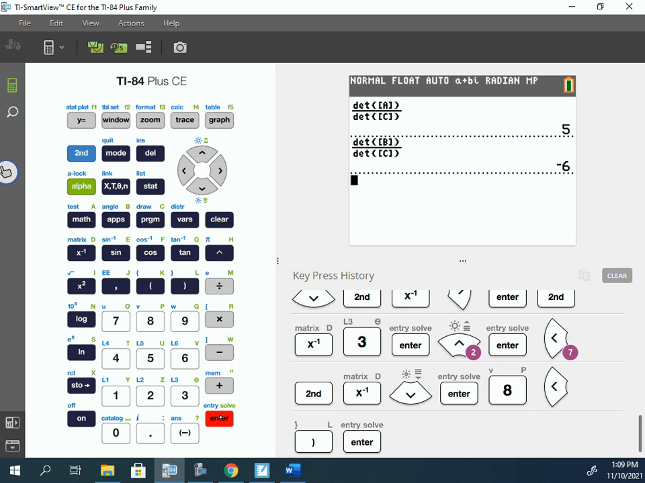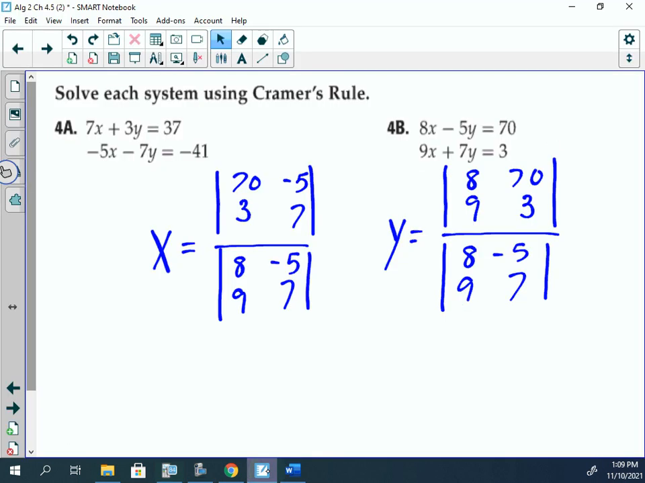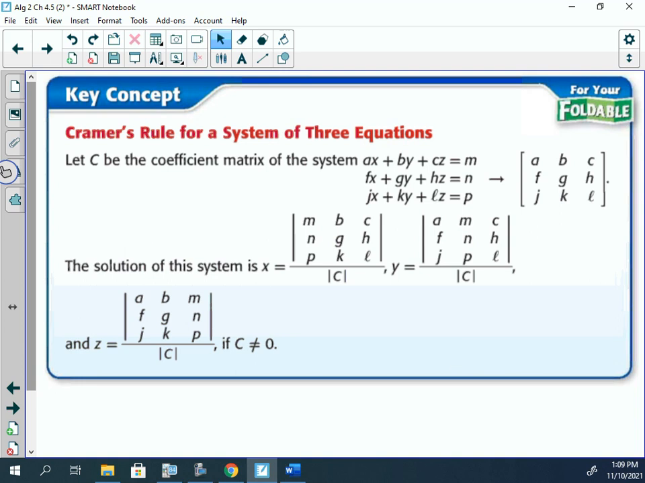Questions on this here? We good with this here? Well, guess what's next? 3x3s, 3 variable systems of equations.